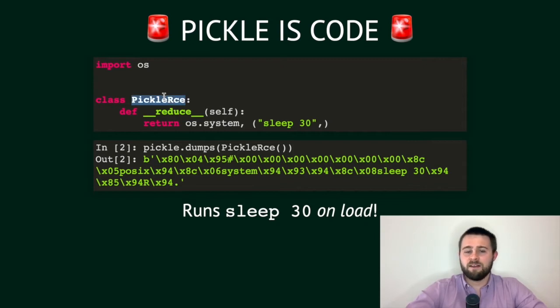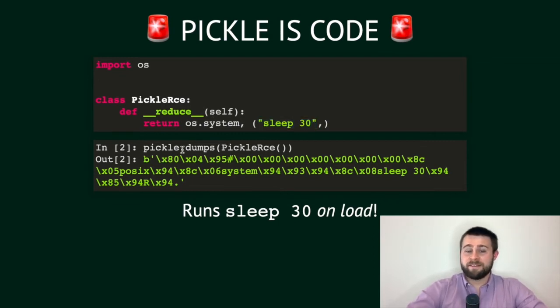So that PICKLE RCE class that Blacklist implemented, it looked like this. It had only a reduce method, and this is called by the Pickle serialization method to figure out what functions should be imported and called to load this object back on the other end when deserializing. In this case, the class returned os.system and sleep30. So it says to retrieve this object, call this function with these arguments. Well, we can see this won't return any useful object, but it will execute a command on the server.